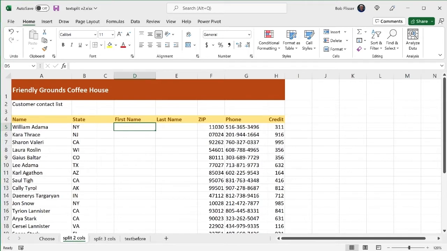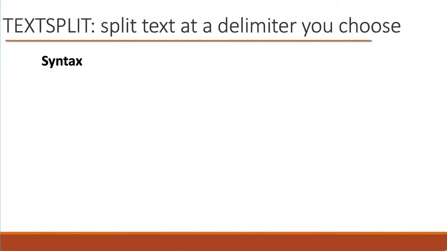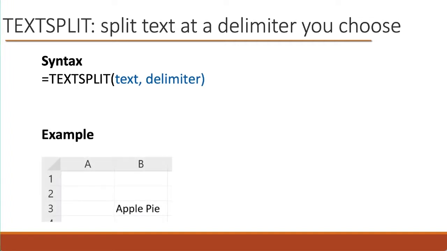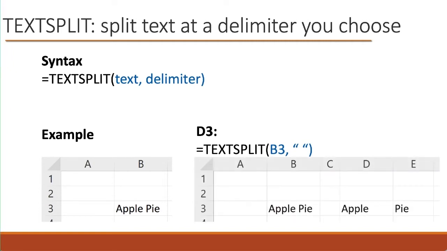Let's take a look at the syntax of the new TEXTSPLIT function. The way TEXTSPLIT works is like this. We say equals TEXTSPLIT, open the parenthesis, and just two arguments. What's the text that we want to split, and what is the delimiter that we want to split it with? So for example, let's say I have apple pie in cell B3. If I say TEXTSPLIT, go to B3 and use a space, it's going to say, okay, there's a space between apple and pie, and then it's going to split it into those two different words.